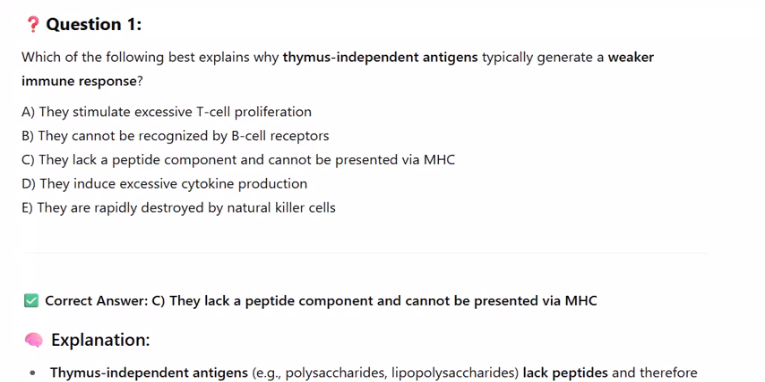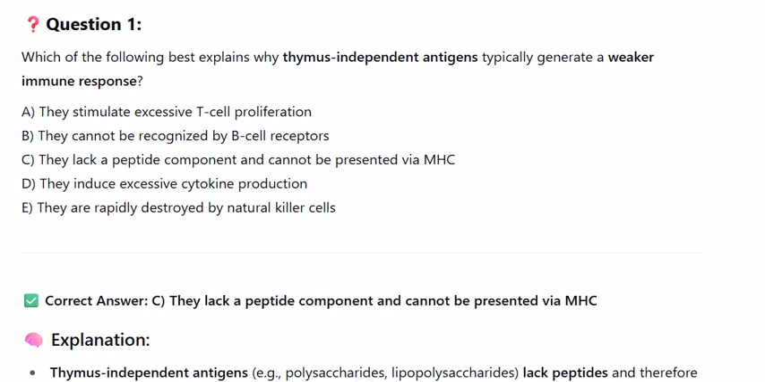Question 1. Which of the following best explains why thymus-independent antigens typically generate a weaker immune response? A. They stimulate excessive T-cell proliferation. B. They cannot be recognized by B-cell receptors. C. They lack a peptide component and cannot be presented via MHC. D. They induce excessive cytokine production. E. They are rapidly destroyed by natural killer cells.